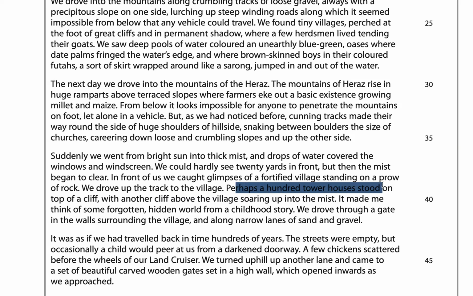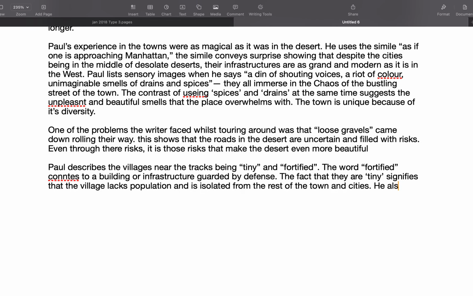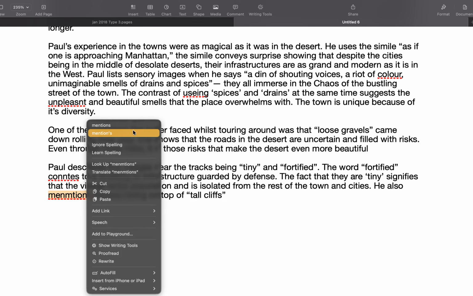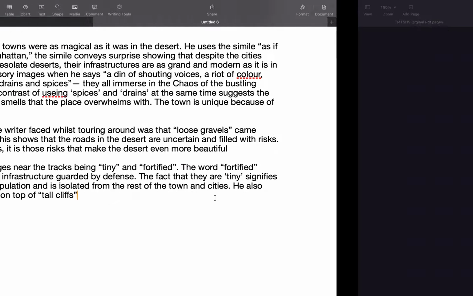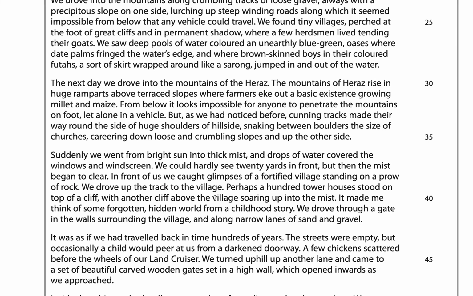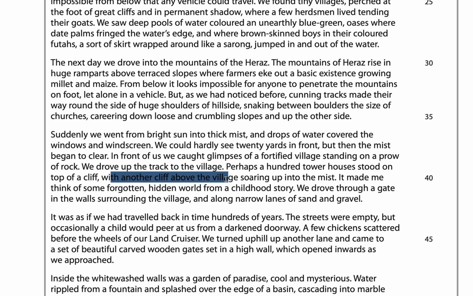Perhaps 100 tower houses stood on the top of a cliff. So he also mentions houses being on top of tall cliffs. That's something he says in his text, that's why I'm quoting it. A cliff is dangerous, and a house on top of a cliff makes it even more dangerous. Say that cliff falls, where are you gonna go? You're gonna go to God, basically. With another cliff above the village soaring up into the mist, that's even more dangerous.